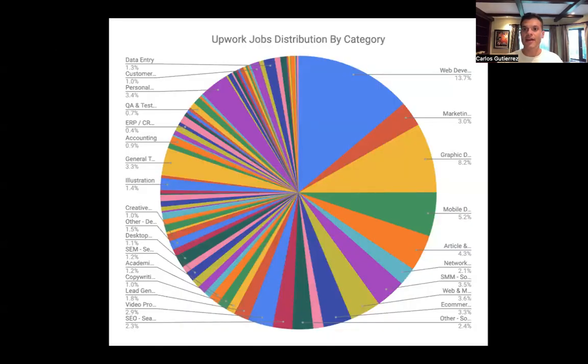In terms of how the Upwork environment or the Upwork ecosystem looks like, here's a little study that we did in Freelance Navigator of the distribution of jobs by category. So we have 13.7% in web development, 3% marketing, graphic design is 8%, mobile development is 5%. We have 1.4% in illustrations. We have even data entry, customer service. We have creative jobs. The list is long, so still SEO, lead generation, copywriting, copywriting for articles, e-commerce development, and even others. So this pie chart, just know that there is a lot of opportunity, and no matter what your service is, we can find a very specific target audience for you within the ecosystem of Upwork.